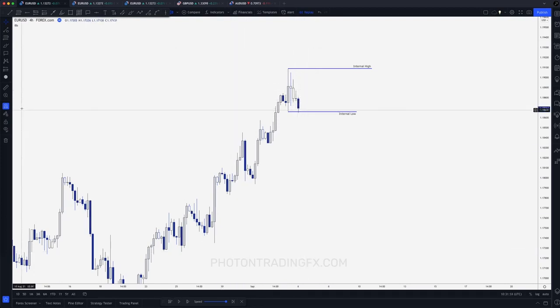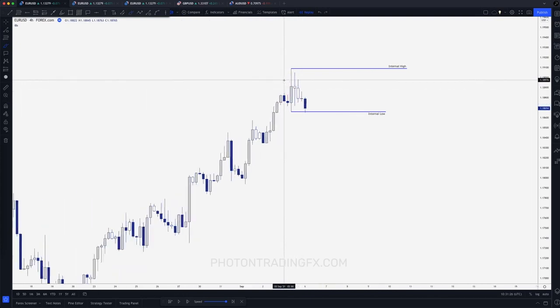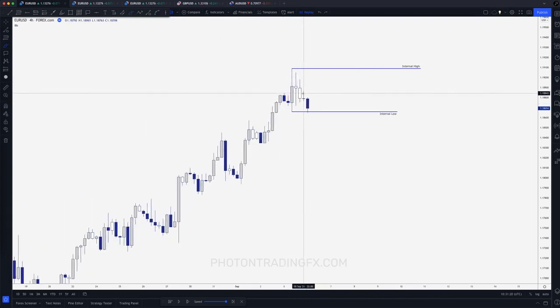If we look at what the price action did, we had a movement up, then we pulled back. Then this candle failed to break the prior candle's low, so that's a pullback. But then this candle also failed to break the prior candle's low. So we have three inside bars here, which is when it gets a bit confusing.